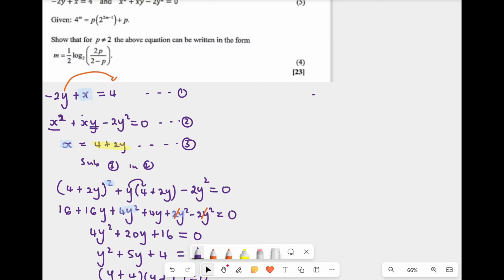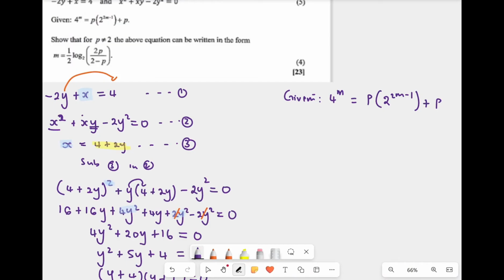1.3, we are given 4 to the exponent m is equal to p into 2 to the exponent 2m minus 1, and then plus p. So now we want to prove that m is equal to.